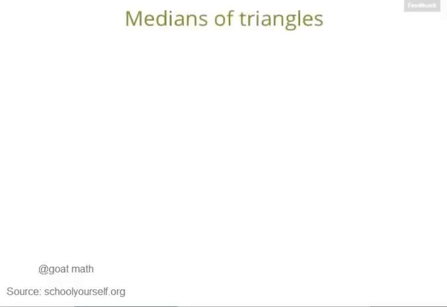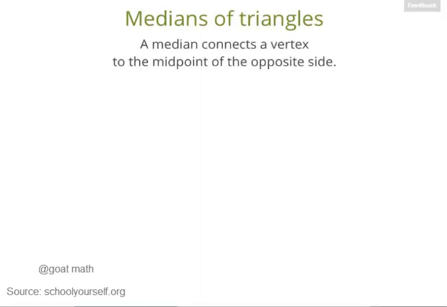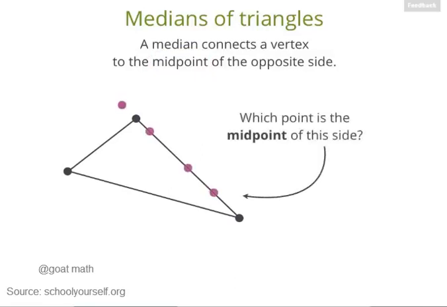Here we'll talk about the medians of triangles. Now, a median is a line segment connecting a vertex or corner of a triangle to the midpoint of the opposite side. Let's see an example. Here's a triangle. Now which of these purple points is the midpoint of this side of the triangle over here? If you'd like to review midpoints, click down here instead.